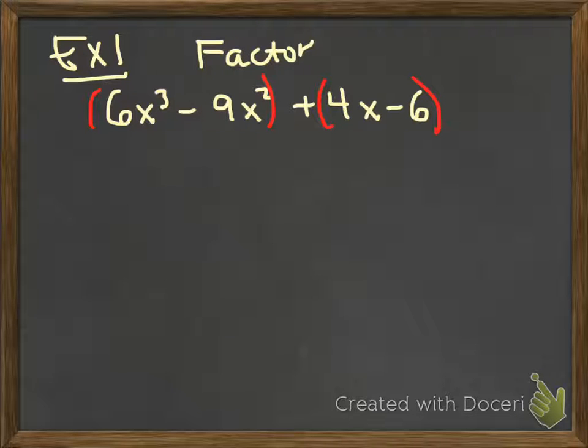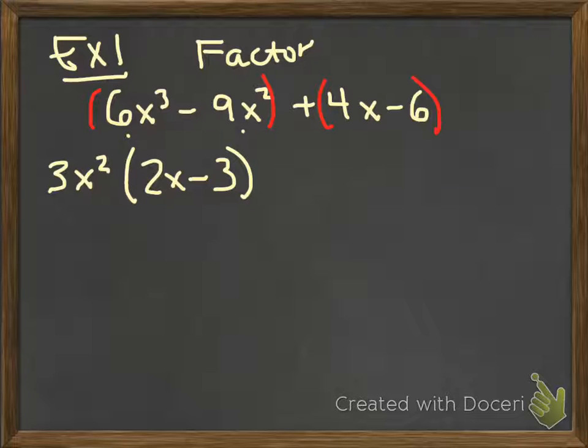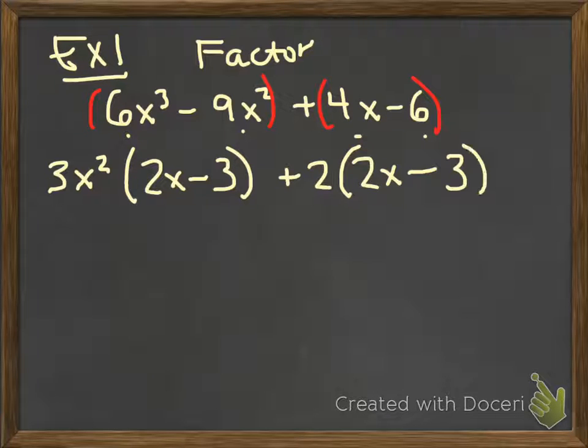So the greatest common factor of 6x to the third and 9x squared is 3x squared. And when I divide 3x squared out of those 2 terms, I get 2x minus 3. And then I'm going to pull out the greatest common factor of these 2 terms. The greatest number I can pull out is 2. And that leaves me with 2x minus 3.